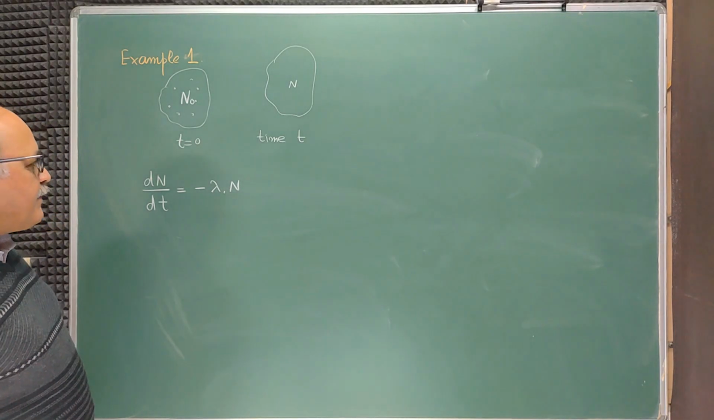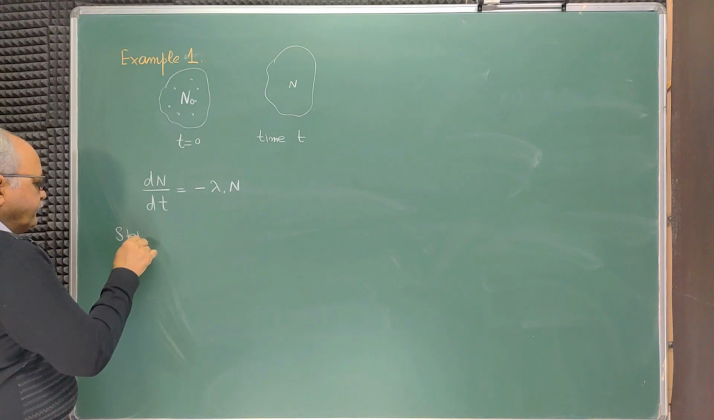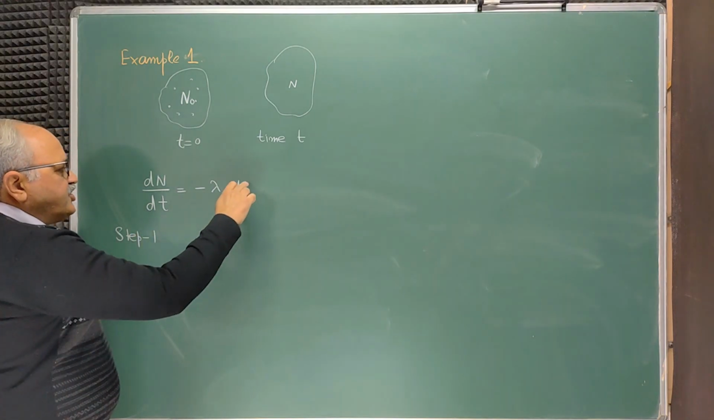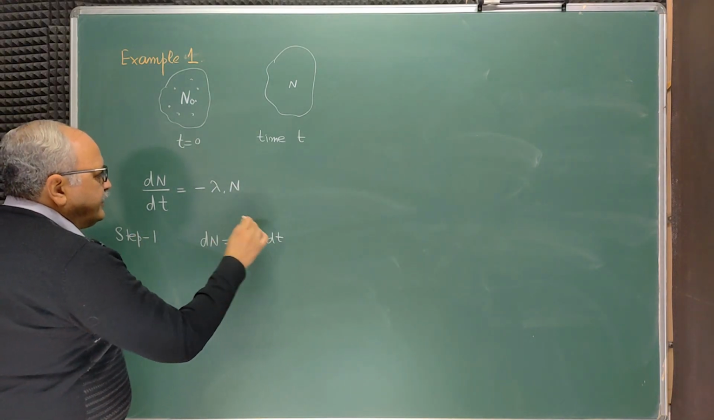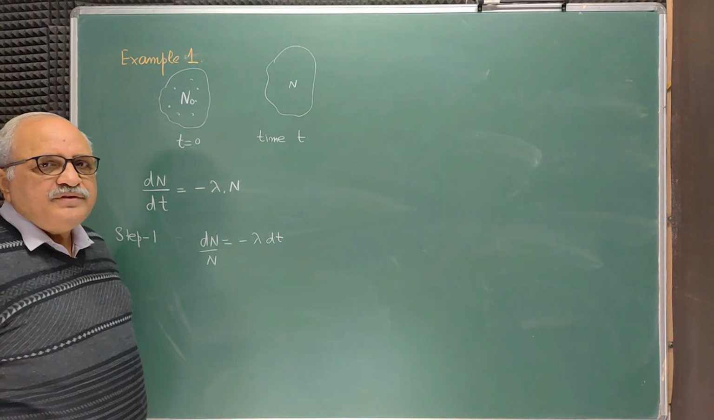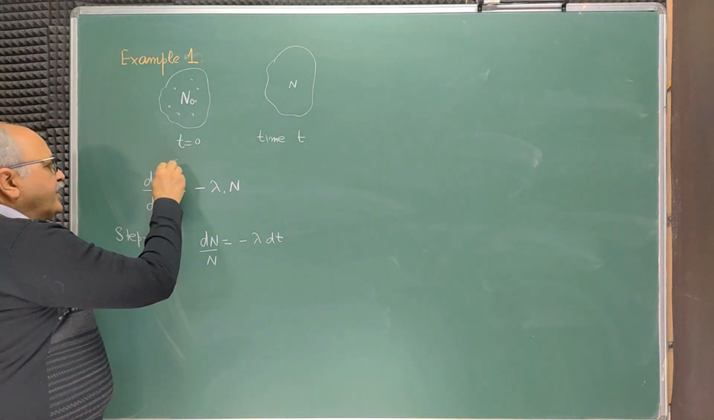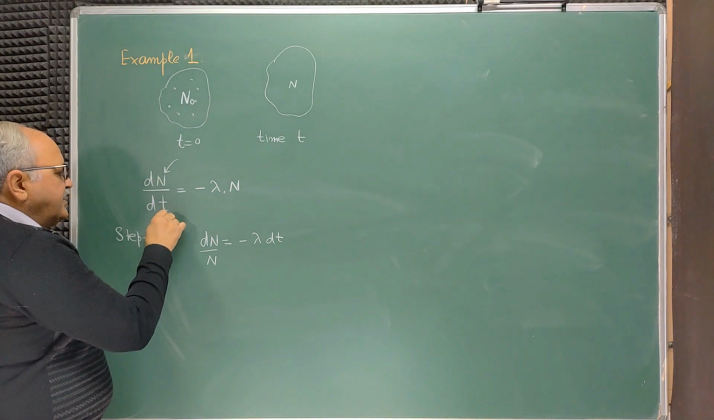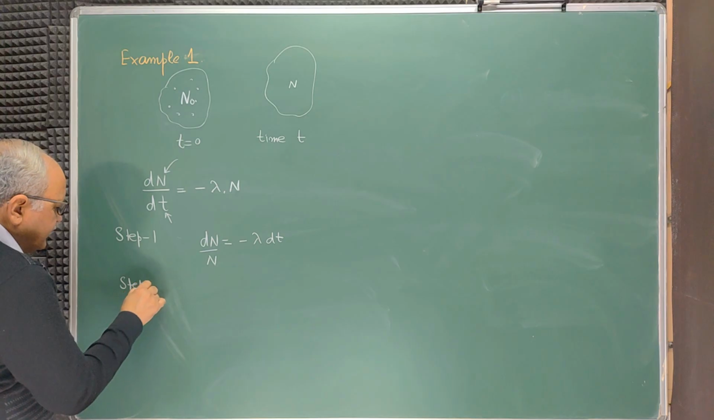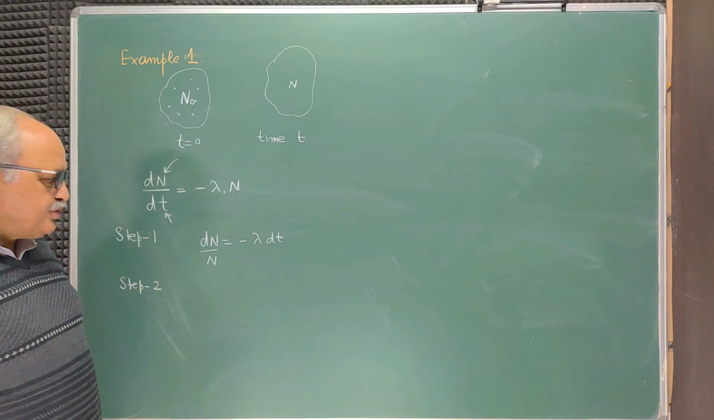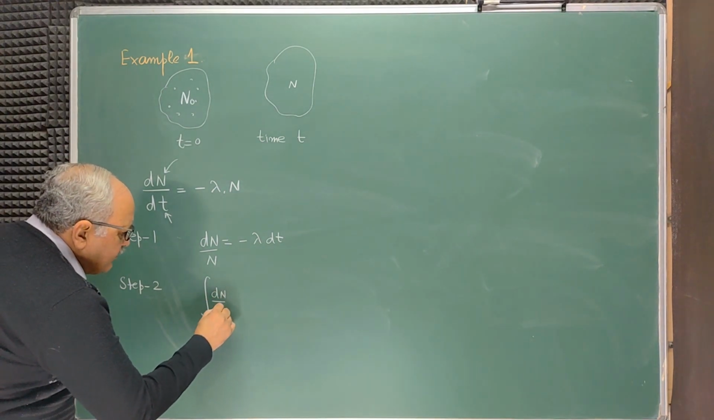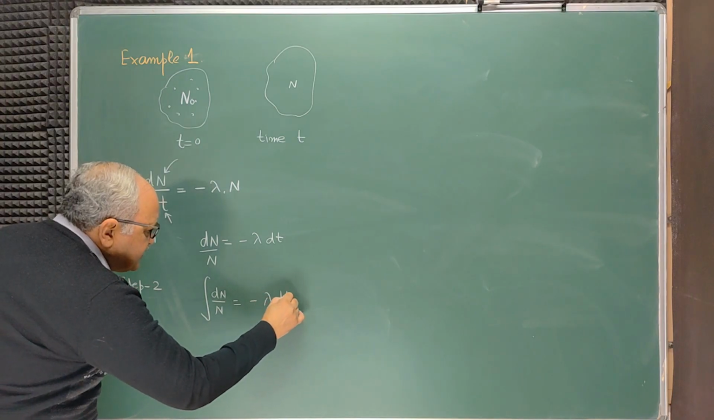Let's first of all separate out the variables, step 1. To separate out the variables, you take the dt on that side and bring the n on the left hand side. You can notice that now the variables are separated. Remember, here n is a dependent variable and t is the independent variable. Now as a second step, step 2, we have to go for the integration. Integrate both sides, and if you do that, this is the integral of dn by n equals minus lambda dt integral.